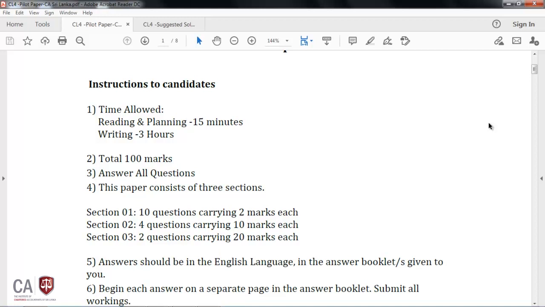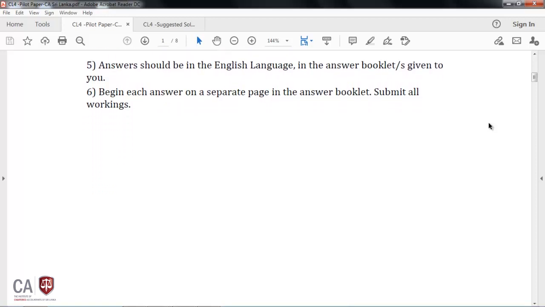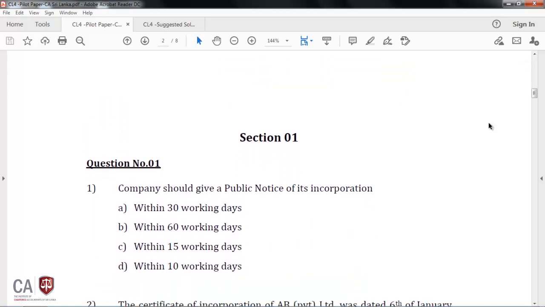So this paper consists of 3 sections. Section 1 has 10 MCQ questions carrying 2 marks each, section 2 consists of 4 questions carrying 10 marks each, and section 3 consists of 2 questions carrying 20 marks each. So that is how a total of 100 marks is distributed. Answers should be in the English language in the answer booklet given to you, and you must begin each answer on a separate page in the answer booklet. This is very important. Submit all workings once you complete your question paper.